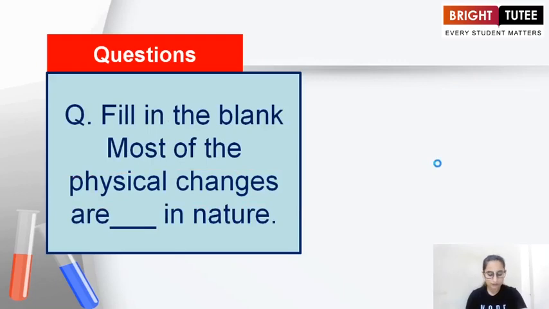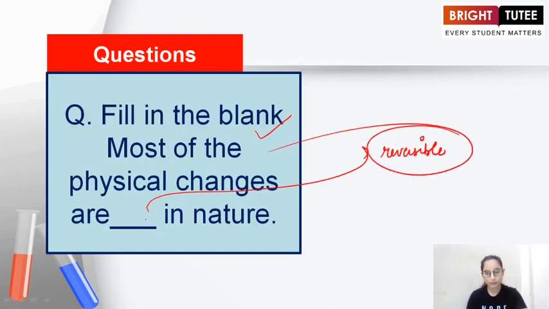Next question, fill in the blank. Most of the physical changes are dash in nature. This dash word is reversible. Most of the changes are reversible, right? Now, why are we saying most? Why are we not saying that all of the changes?